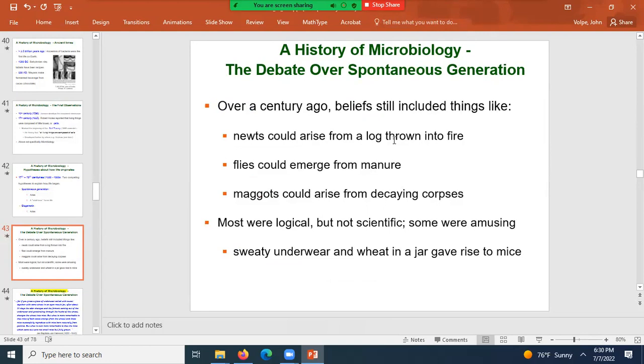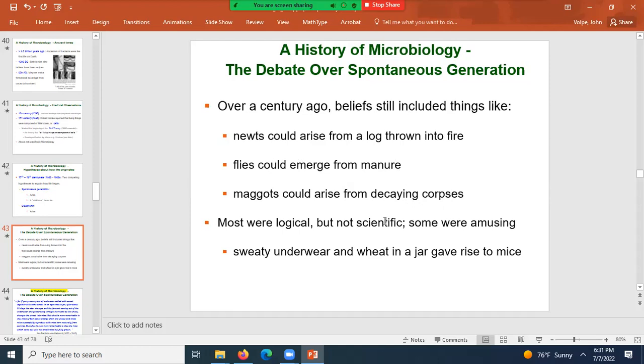You put wood in the fire and the wood and, as long as the vital force comes into it, spontaneously generated the newt. And then people saw flies emerging from manure, and they'd say, the vital force comes into the manure and maybe out of the air. I don't know what else was there. And the manure come together to spontaneously generate the flies. And then maggots arising from a decaying corpse, people use that as evidence of spontaneous generation.